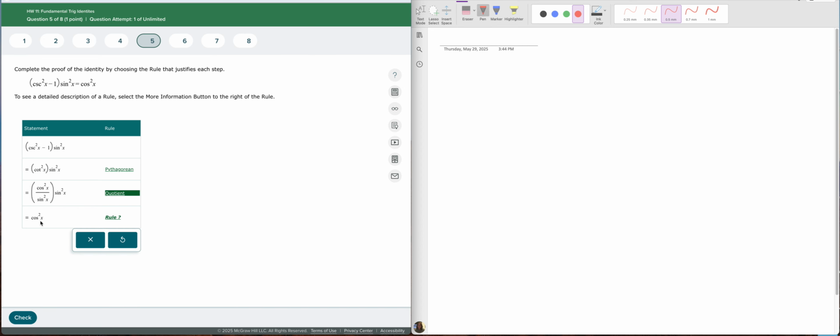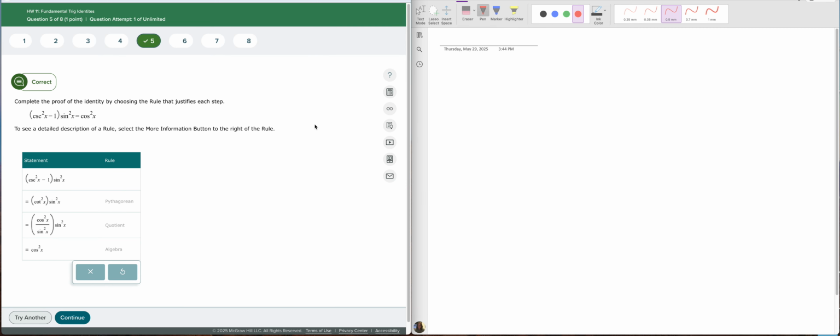And then finally, when I do the multiplication here, remember we can think of this as sine squared x over 1. So the sines would cancel and I'm just left with cosine squared x. In that case, that's just doing some algebra. So that's what I would choose there. And then that's it. We hit check and go on. Okay, so that's the expectation there.